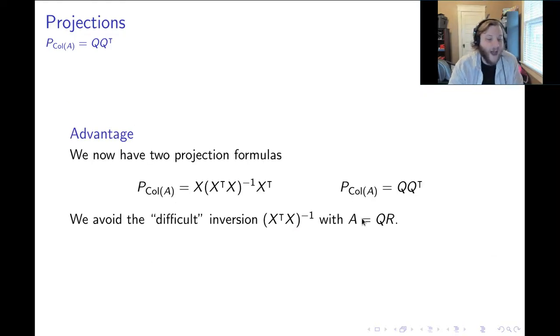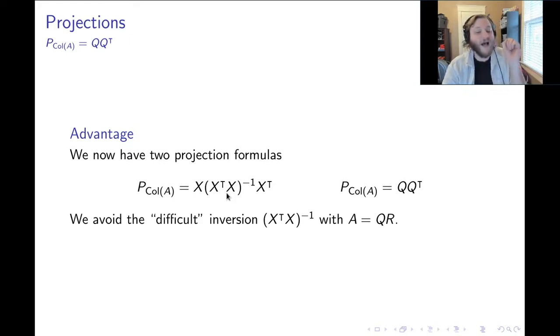So we now have an advantage. We have two projection formulas, so to say. If you don't have a QR factorization, you'd have to go through the whole calculation from scratch. To calculate the projection onto the column space of A, you'd have to find a basis of the column space of A, put that basis into the columns of a matrix called X, and then apply the projection formula, and the gross part of that calculation is inverting the gramian of X.